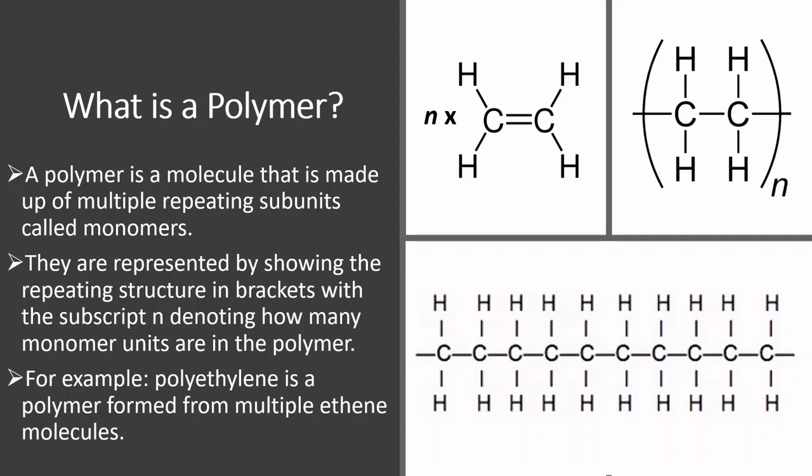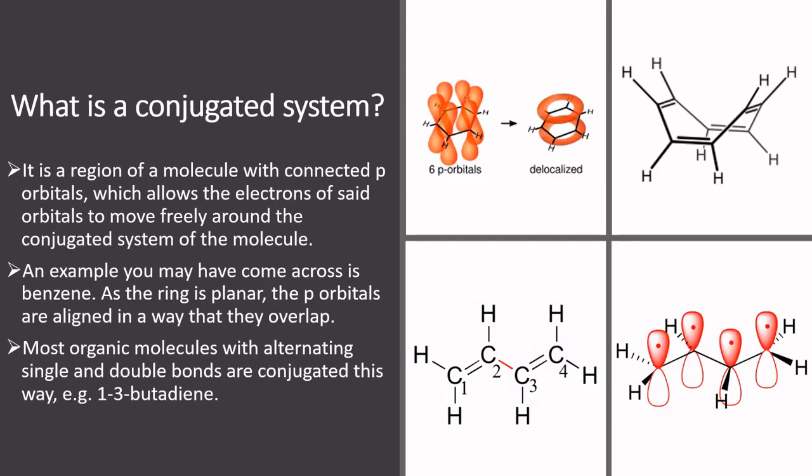They are represented by showing the repeating structure in brackets with the subscript N denoting how many monomer units are in the polymer. For example, polyethylene, shown in the bottom, is a polymer formed from multiple ethene molecules, shown in the top left, and it would be typically denoted as seen in the top right with the repeating structure shown with the subscript N. Conjugated systems are slightly more tricky to explain.